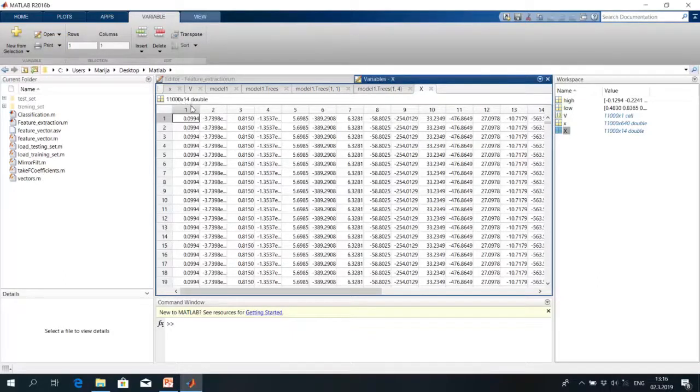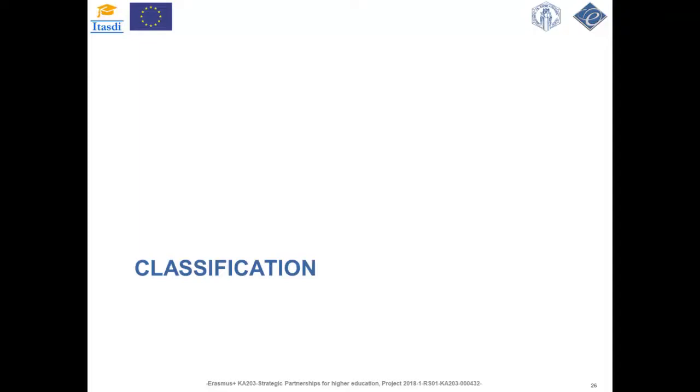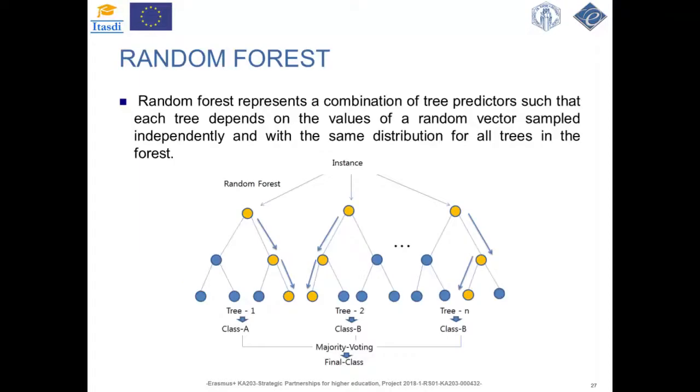11,000 signals with 14 samples for each signal. And this feature set is used as an input to the classification method. Classification. As a classification method, in the developed application, the random forest algorithm is used.